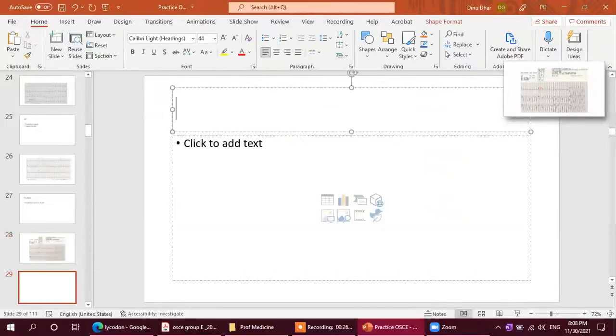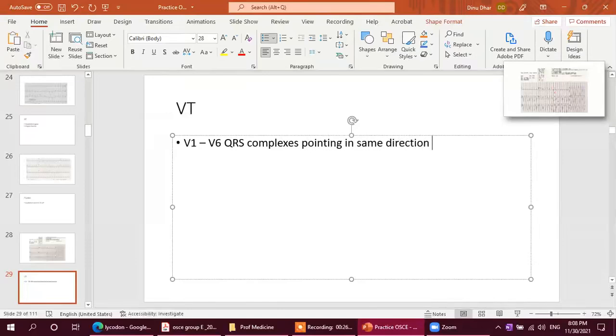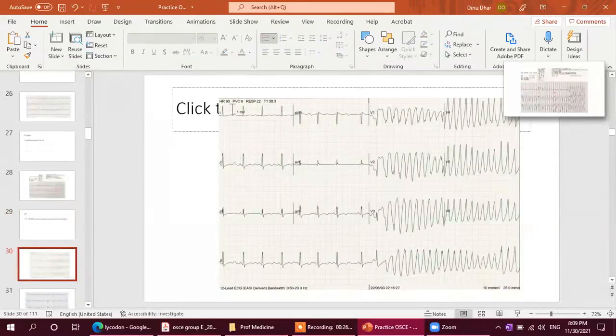This is ventricular tachycardia. And a characteristic feature of ventricular tachycardia is, if you take V1 to V6, you can see the QRS complexes are pointing in the same direction. This is called concordance, which is a feature of ventricular tachycardia. Concordance, right?